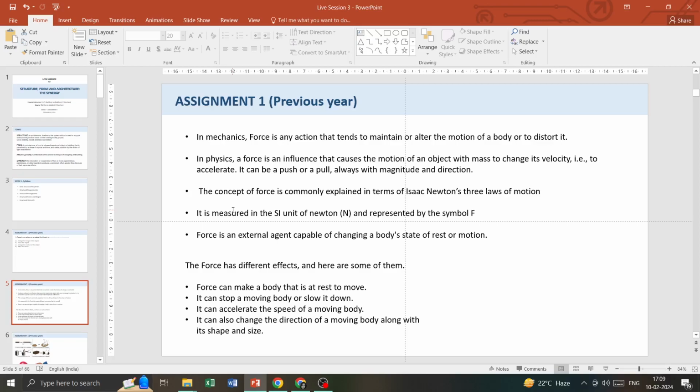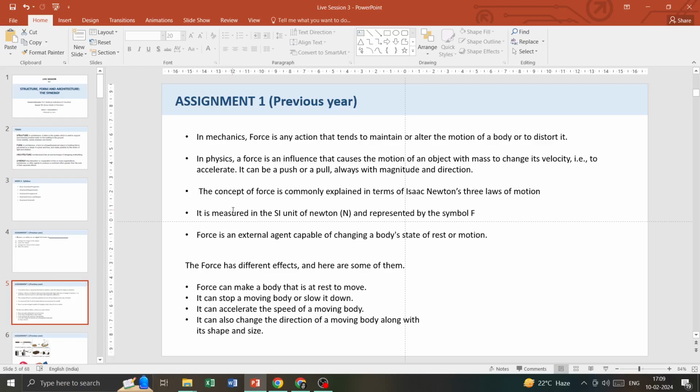Force has different effects, and here are some of them. Force can make a body that is at rest move. For example, if there is a stable object and you push it, it can move. It can stop a moving body or slow it down. You can stop a moving ball, and you can slow it down with force. It can accelerate the speed of a moving body. For example, if it's a ball and you kick it, you can accelerate its speed.